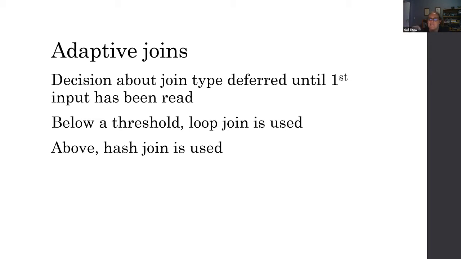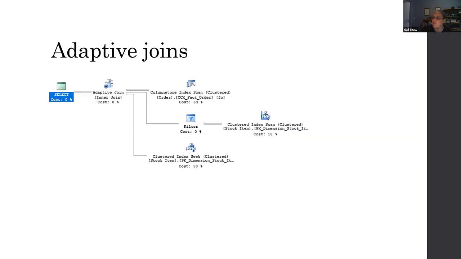In this case, we haven't chosen the join type. So the query plan is generated with a placeholder in. If the first execution is 10 rows, it gets a loop join. If the second execution is 10 million rows, it gets a hash join. The query processor is allowed to decide which to use. And this is what it looks like.